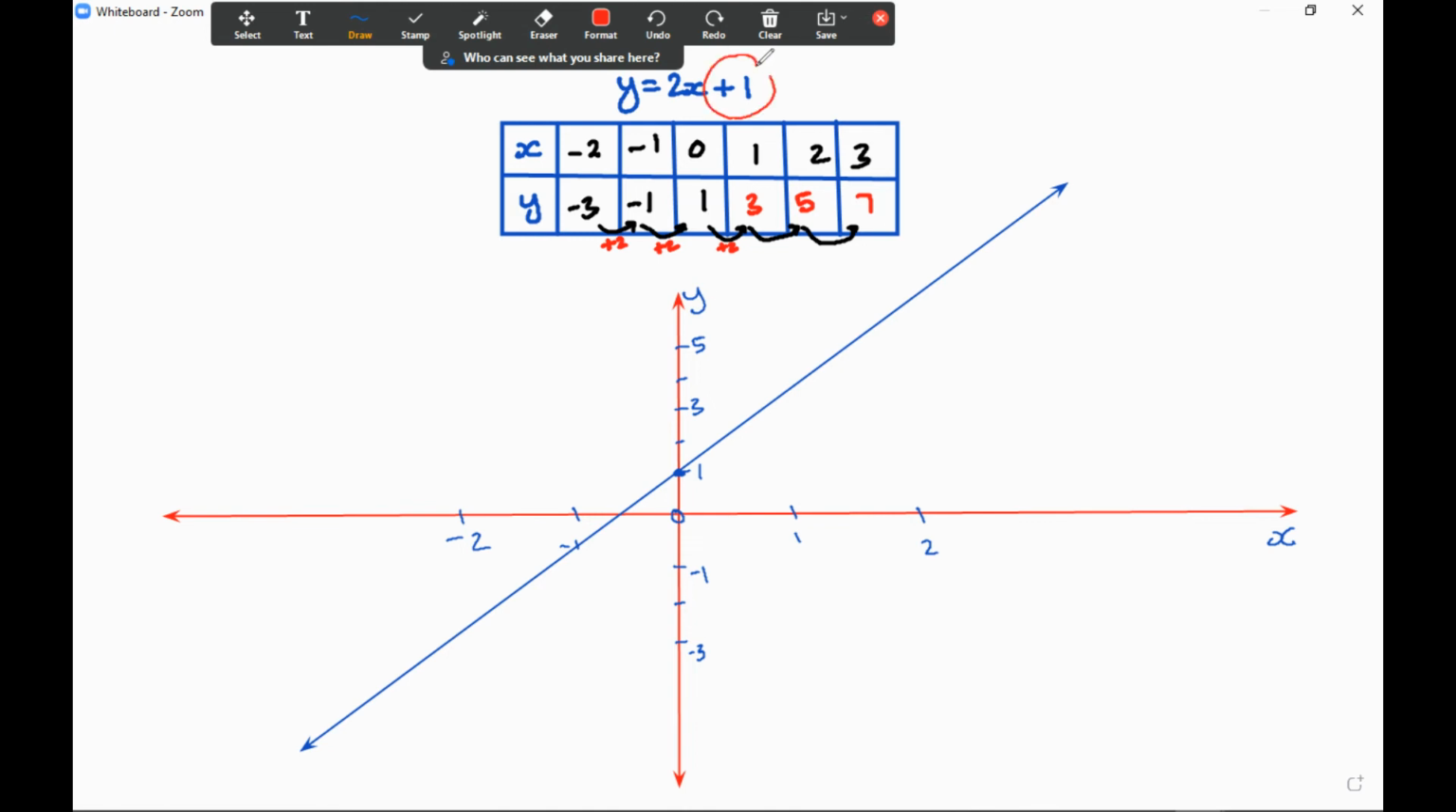So now, can you see this is +1? +1 is over there. So you'll notice that value is known as your y-intercept. This number over here is known as your x-intercept.